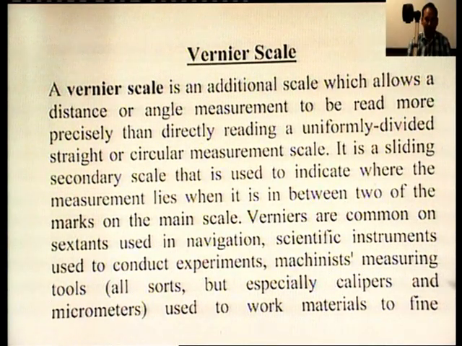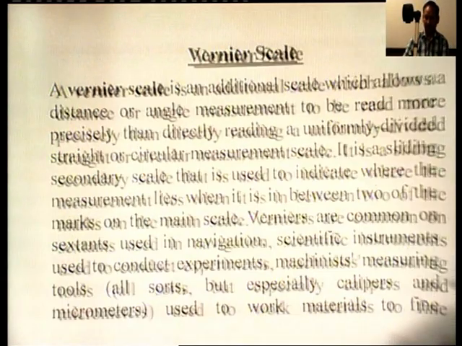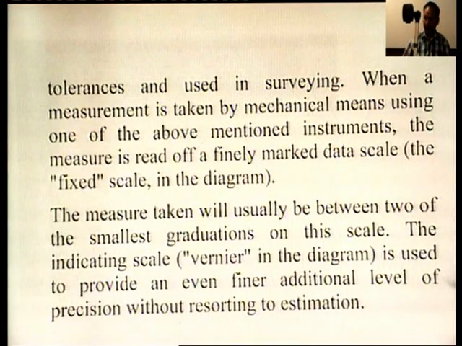Verniers are common on the sextants used in navigation, scientific instruments used to conduct experiments, mechanics, measuring tools of all sorts, but especially calipers and micrometers used to work materials to fine tolerances, and used in surveying.